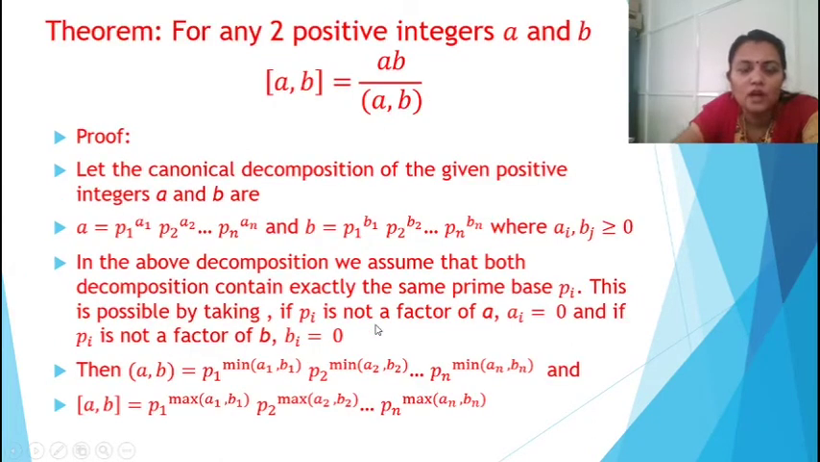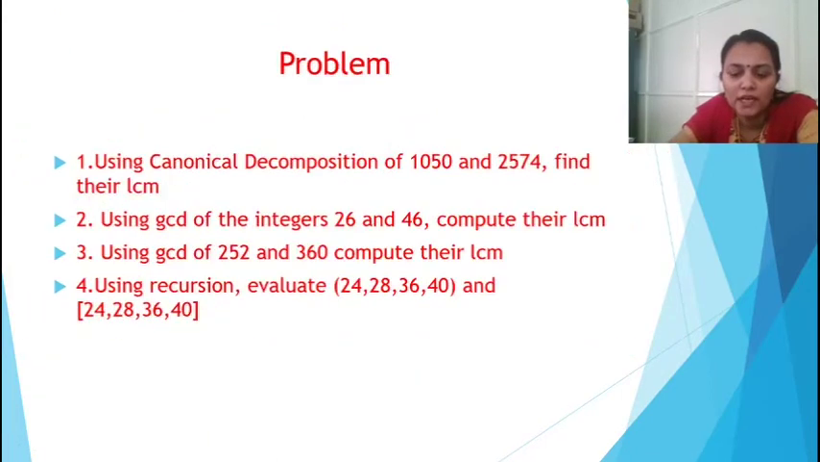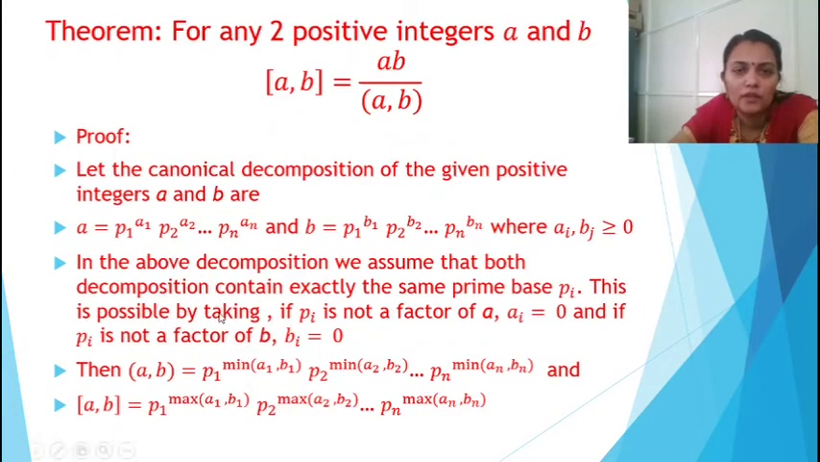So we have one theorem related to GCD and LCM. This is also something you have learned. For any two positive integers a and b, LCM of a, b is equal to ab, the product of the numbers, divided by GCD of a, b. For the proof, this you have learnt in school or have seen somewhere: the product of two numbers is the LCM times the GCD of those two numbers. So for the proof, we can express the two numbers in canonical decomposition form.